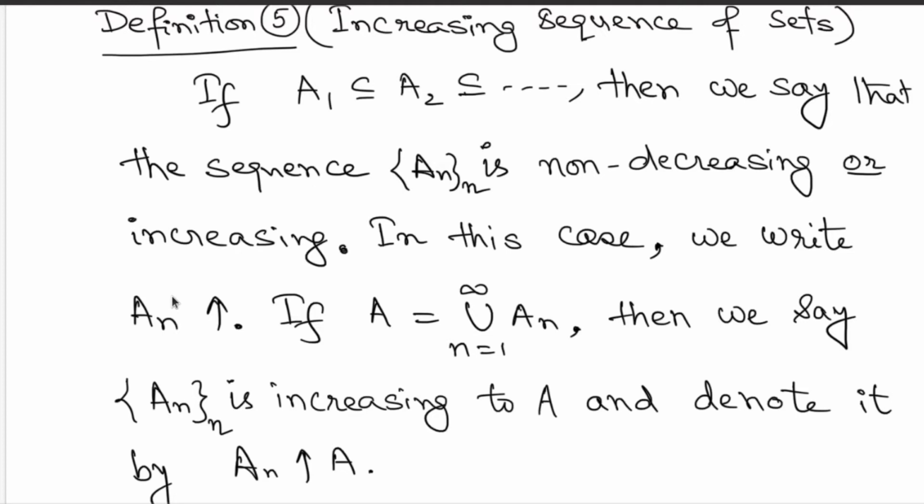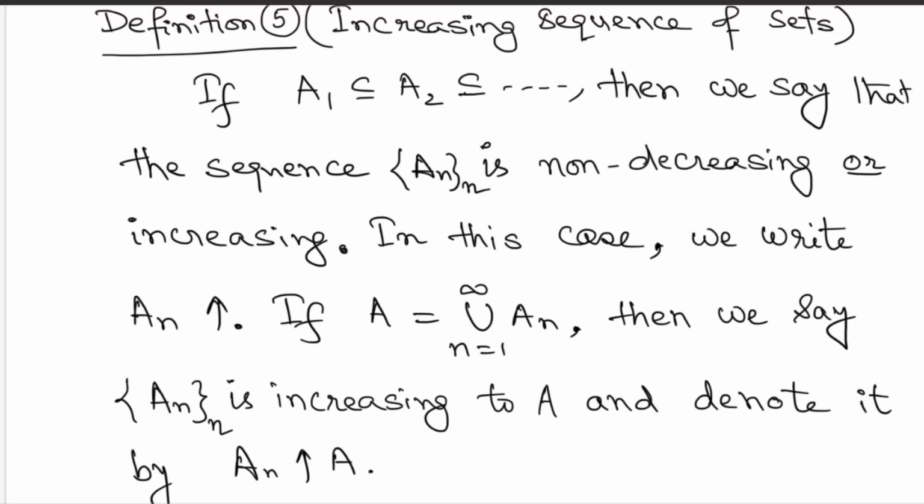Now in this regard, we shall use this notation A_n up arrow to denote that the sequence is increasing or non-decreasing. Okay, so here the notion of monotonicity is simply involving set inclusions. So A_n should be included in A_(n+1), and this should happen for all n.